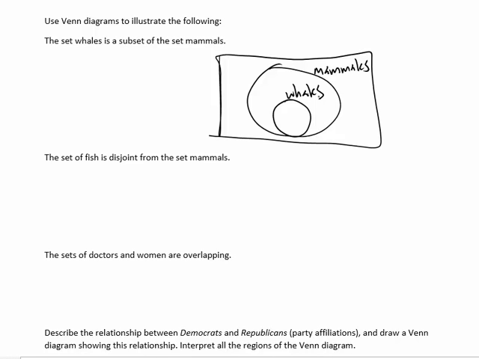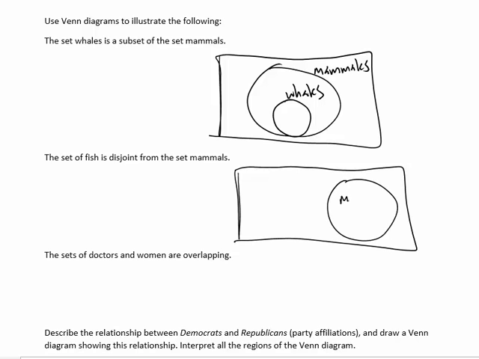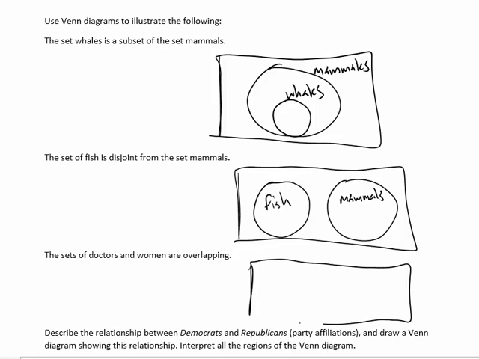The set of fish is disjoint from the set of mammals. So you can either be a fish or a mammal, you can't be both. That means I'd have one set that's mammals, and I'd have one set that's fish. And then the third would be the set of doctors and women. So I've got one set for doctors, and there's another set that's just for women. But it turns out I'm lucky enough to have women doctors. So there we go.